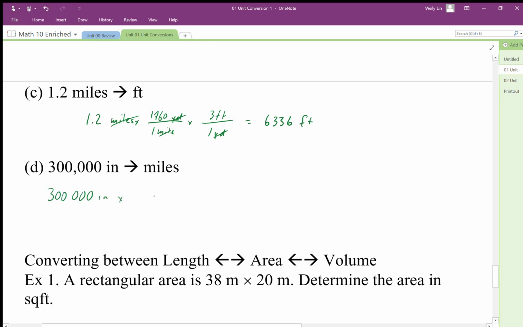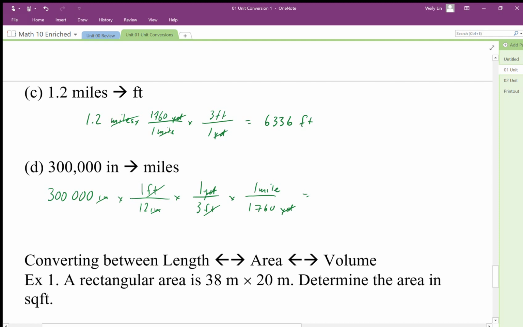We're going to convert this to feet first. So we have 12 inches on the bottom, 1 foot on top. Okay, so those cancel out. We're going to convert feet to yards. So we have 3 feet on the bottom, 1 yard on the top. Cancel those out. And we want to convert yards to miles. So we're going to have yards on the bottom, miles on top. Okay, and then looking at my unit analysis, I should be left with miles.